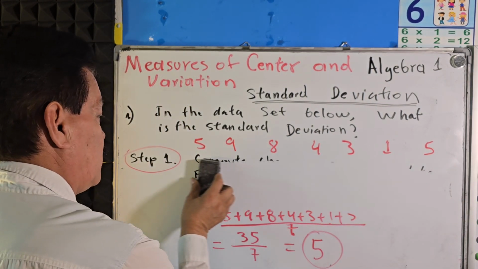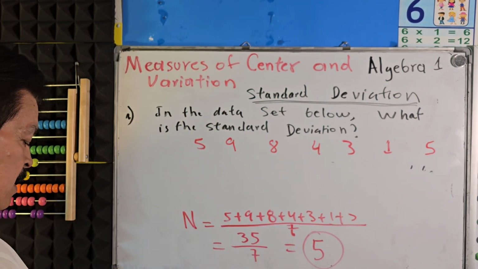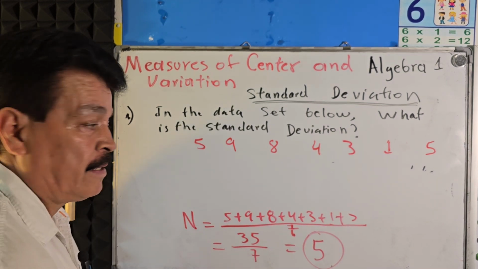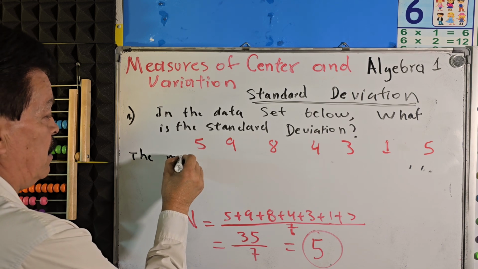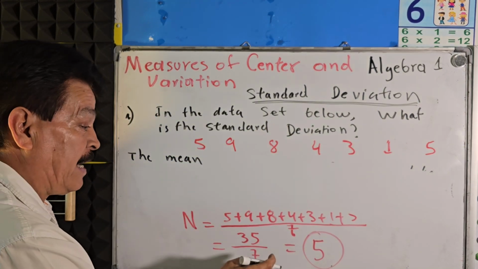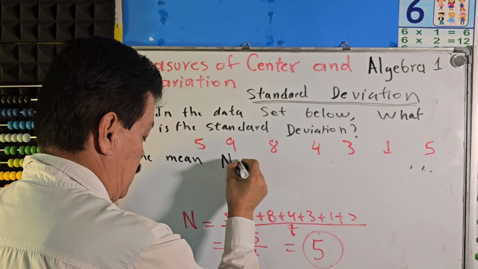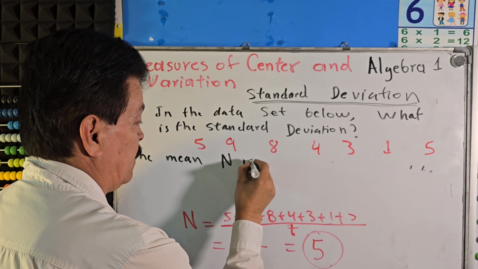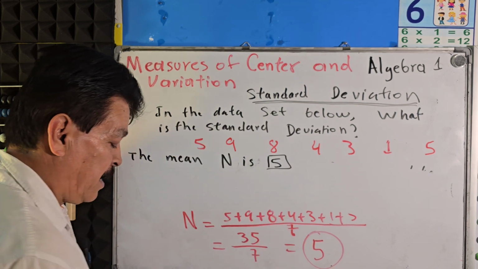Let's erase this here in step 1. So here the mean, here we have the answer. The mean. So it's not the standard deviation right now. The mean, we got it here. This is the mean. The mean equals 5. Very important.